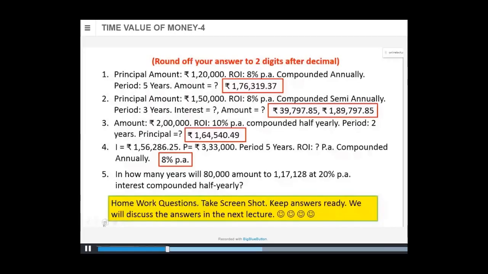How many years will 80,000 amount to so and so at 20% per annum interest compounded half yearly? Yes, 2 years. Final answer is 2 years. Correct. N comes to 4, then divided by 2 gives 2 years. Good. Happy with the way you are solving. And these questions are nowhere in your study material, so there is no point. Now I don't have any doubt in my mind that people must have copied. I know you are doing it.